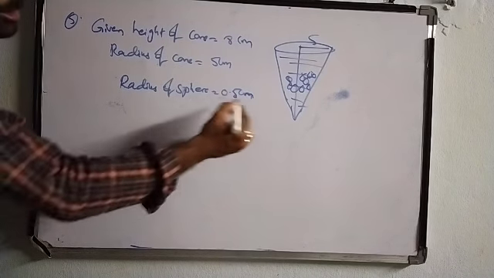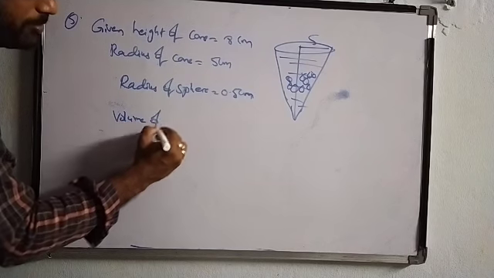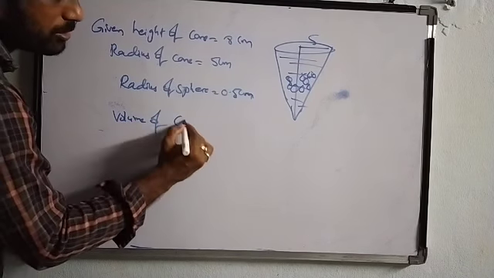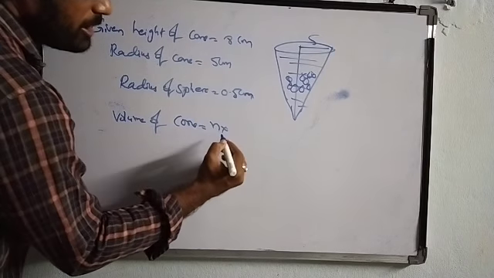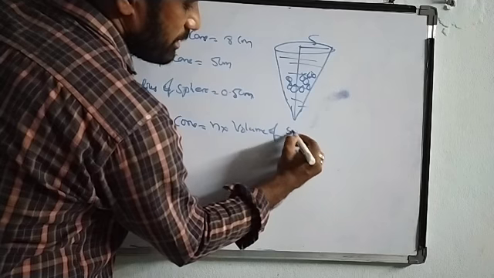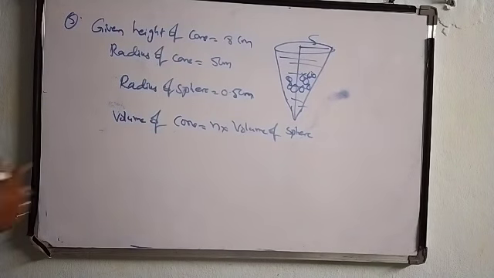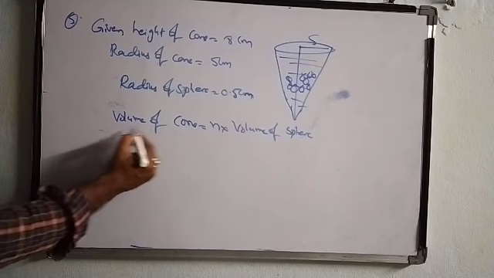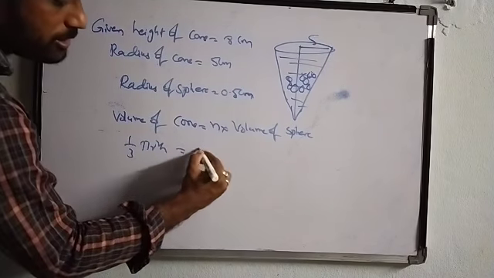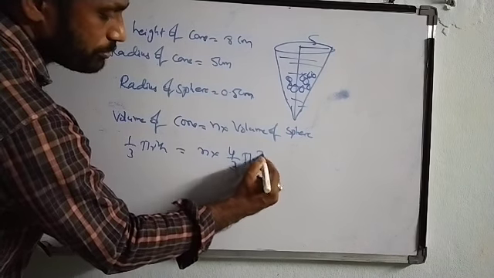So in this case we need to find out how many lead shots. Volume of cone is equal to n into volume of sphere. Next, the volume of the cone is 1 by 3 pi r square h, n into volume of the sphere is 4 by 3 pi r cube.